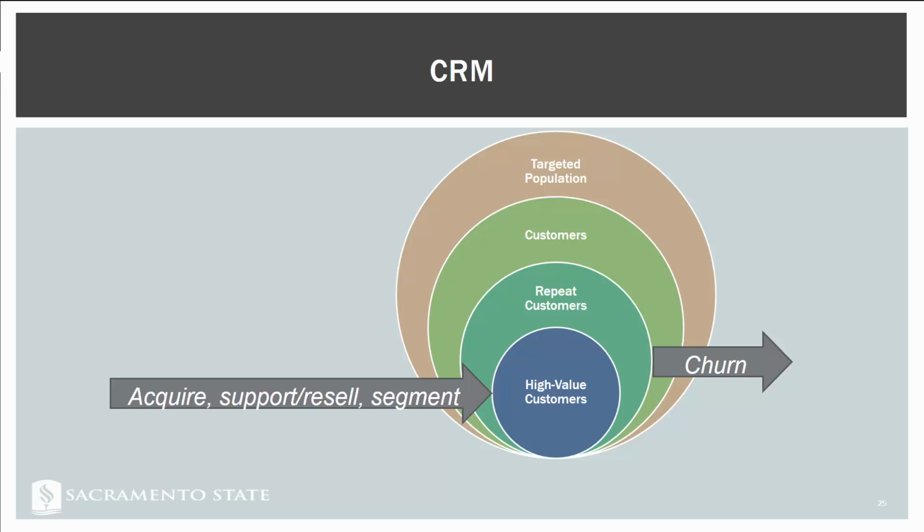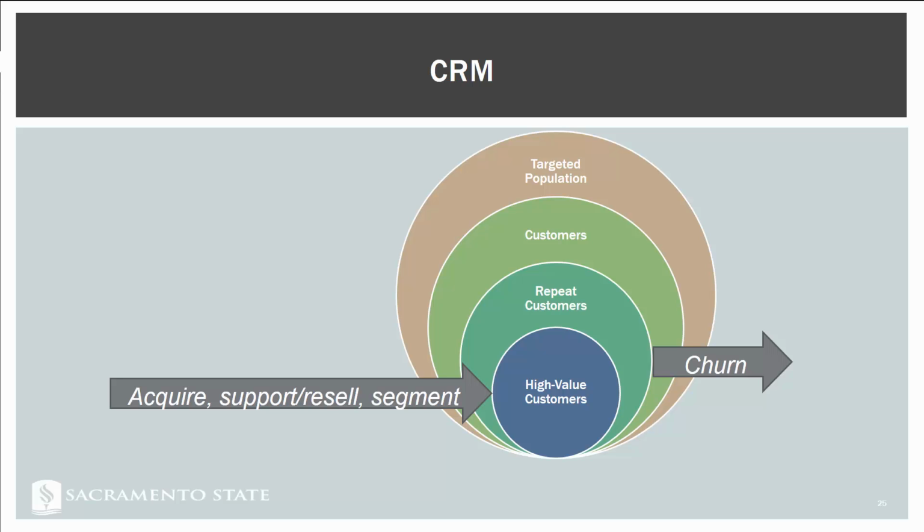In the outer bubble, we have our target population. This could be many different populations, but this is a population that we've targeted. And within that target population, a smaller subset is our customers. Not everyone's our customer, and that's normal. But within that group, we also have our repeat customers, those that have come back to us again and again.